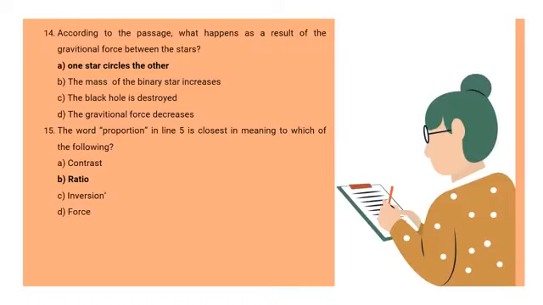And the last is the question number 15, the word proportion in line 5 is closest in meaning to which of the following? My best answer is B, ratio, because proportion has a meaning of comparison, and it's similar with ratio that has the same meaning of comparison. So proportion has a similar meaning with ratio.